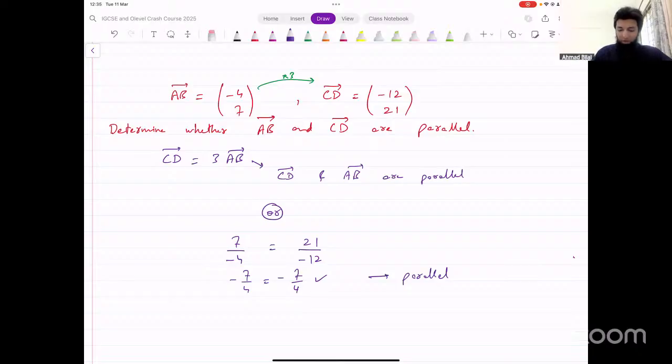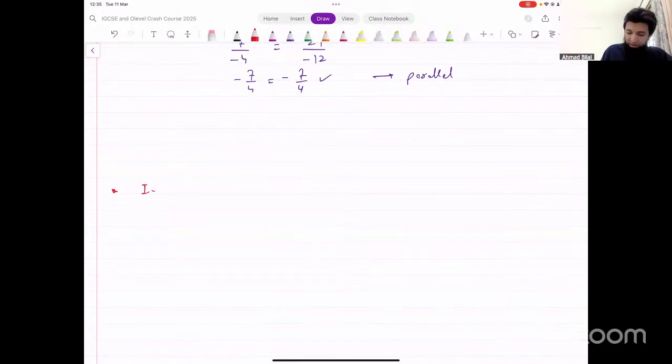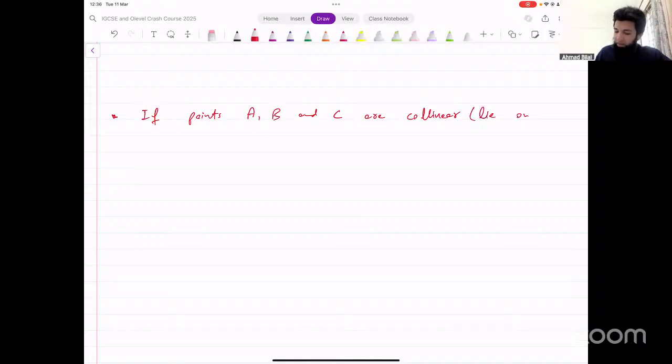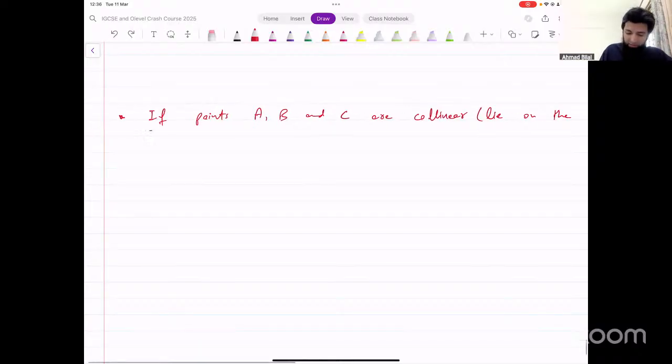We'll do some examples tomorrow, but there's another terminology that you will see being used. If it says 3 points are collinear, okay, I'll go over this again tomorrow as well. If you're given that points A, B, and C are collinear, what does collinear mean? Collinear means they lie on the same line. They lie on the same line. If the 3 points A, B, and C lie on the same line.